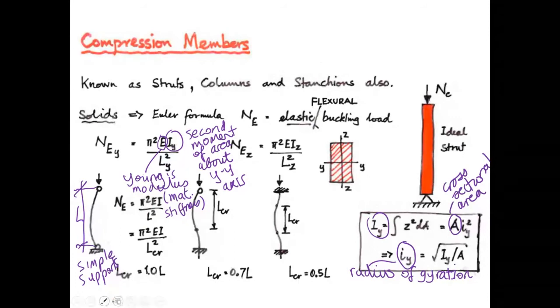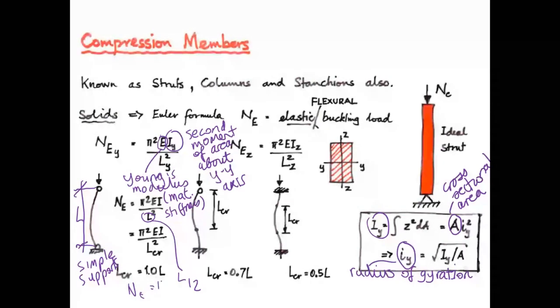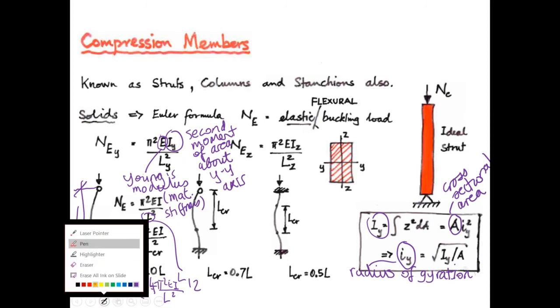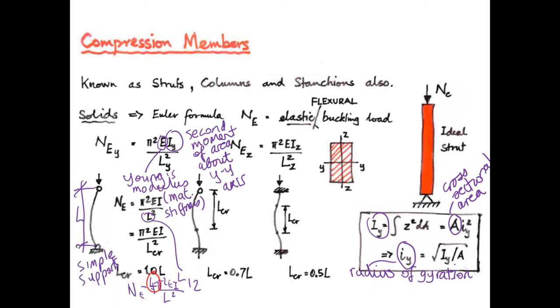Okay, so if I try putting in L over 2 there, for example, then that will give me pi squared EI over, with half the length of the ruler, 4 pi squared EI over L squared. So by reducing the length by a half, I increase the buckling capacity by 4 times. So that has a big impact.